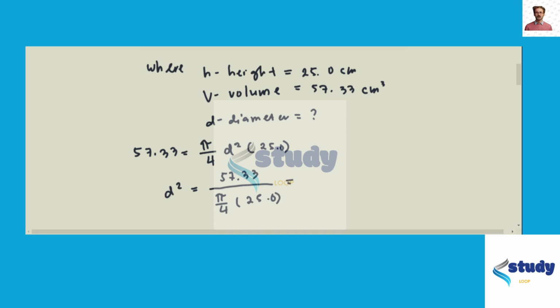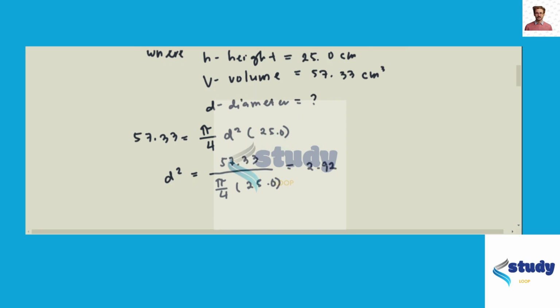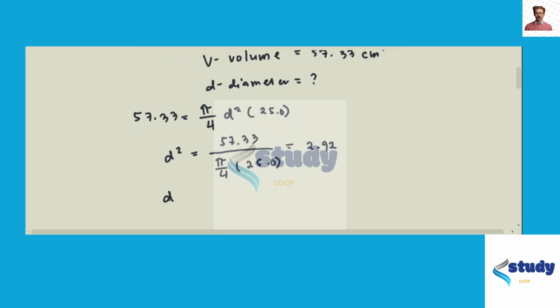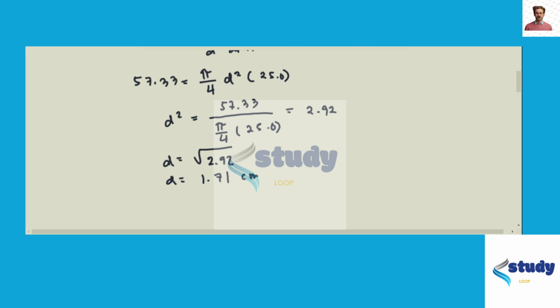Or this is going to give us 2.92. And we just have to take the square root to solve for D. So that gives us 1.71. So this is the diameter of the tube that contains the said mass of ethanol. I hope this helps.